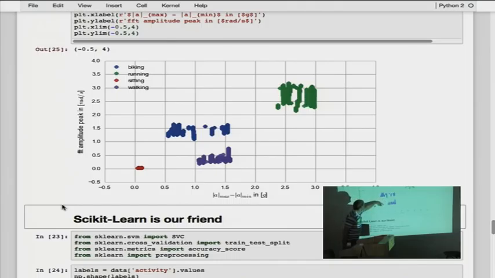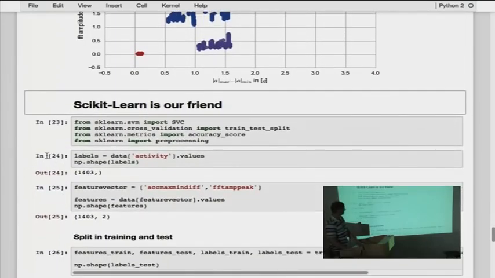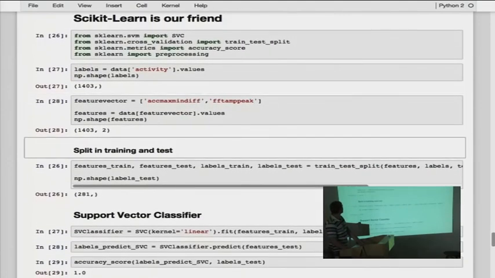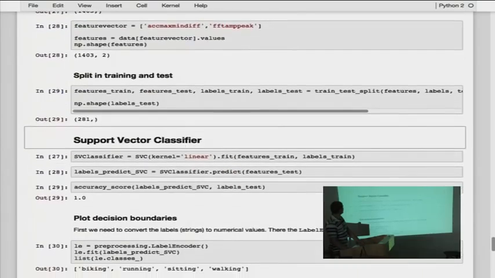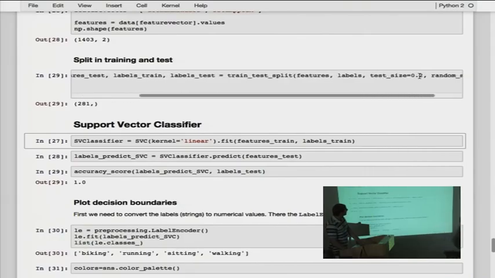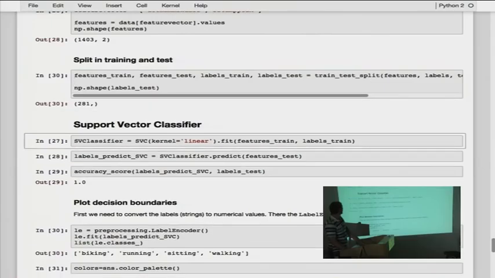It's probably biking, and that's probably walking. So you see 4 clusters of features for 4 different activities. Looks like an easy one. I separated labels and training data and trained with, I think, 80%, so tested with 20.